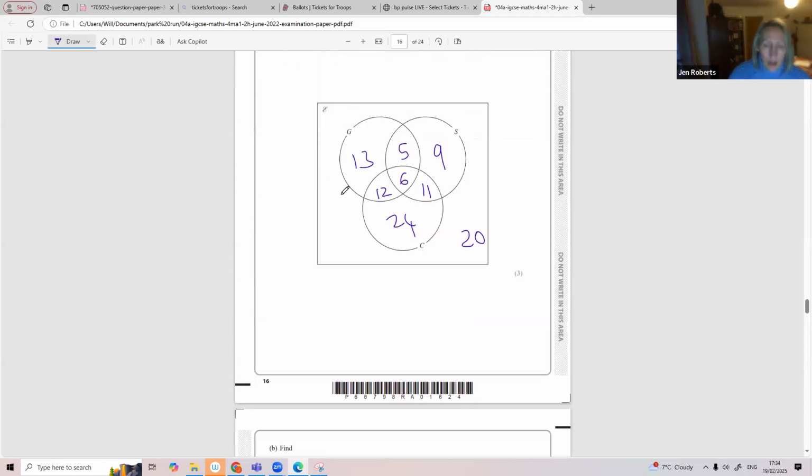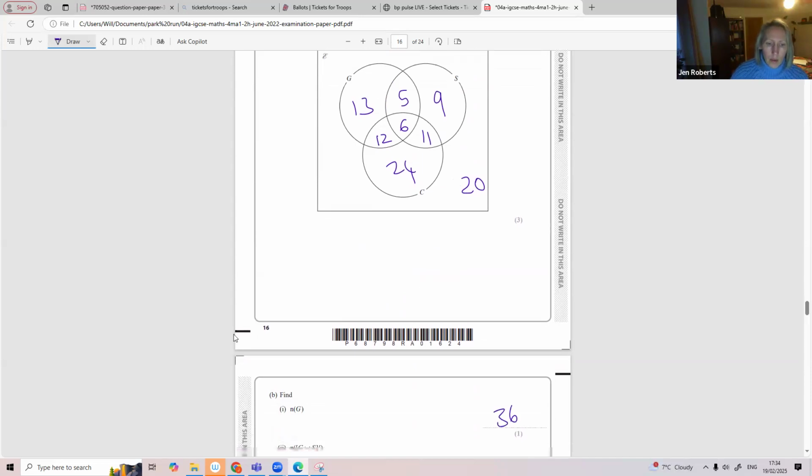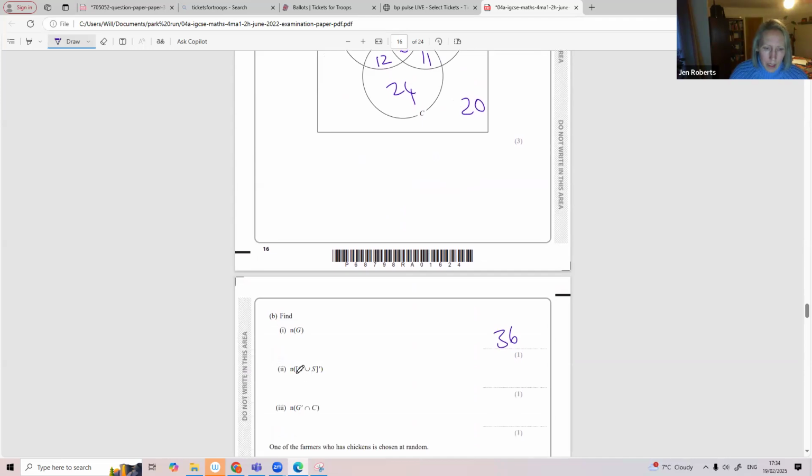Number in G. How many goats? Or how many farmers own a goat, rather. So let's add up those values in that circle for G. 13 plus 5 plus 6 plus 12 is 36. Right, this is the number of elements in G or C not.